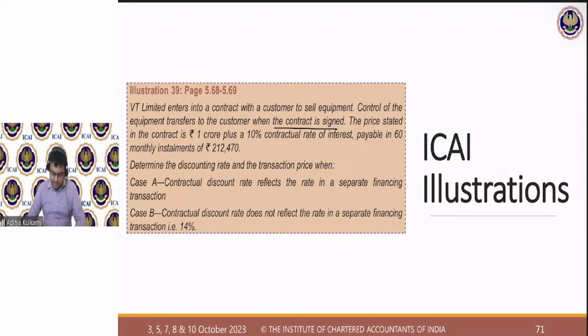The price stated in the contract is 1 crore plus 10% contractual rate of interest payable in 60 monthly installments of 2,12,470. Now the thing is, determine the discounting rate and the transaction price.